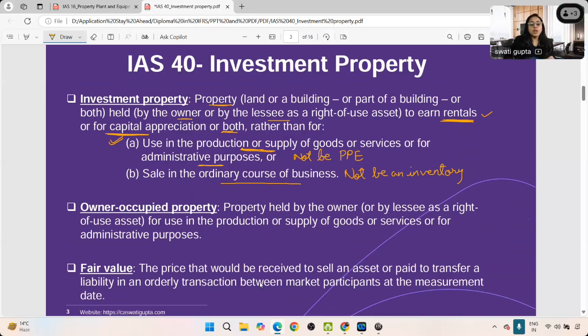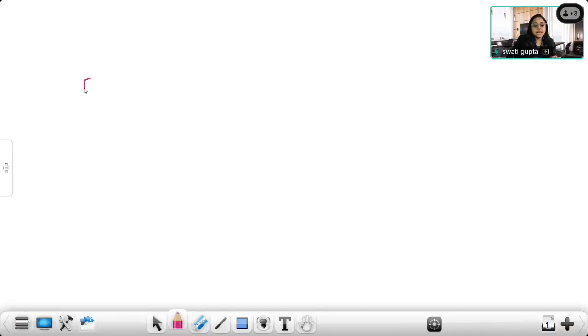Next comes owner occupied property. What is owner occupied property? Firstly, it is held by owner or by lessee as ROU asset for use in the production or supply of goods and services, or for admin purpose. So what happens? Let's take an example, parent company and subsidiary company. Do you know a little about parent and subsidiary company?